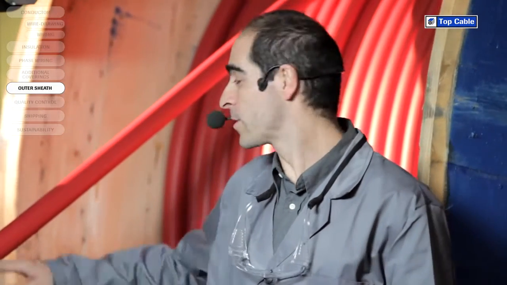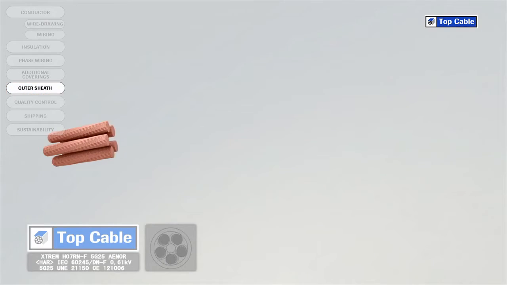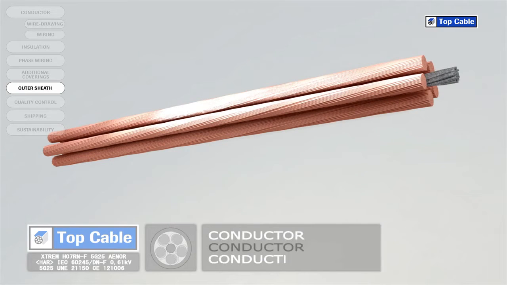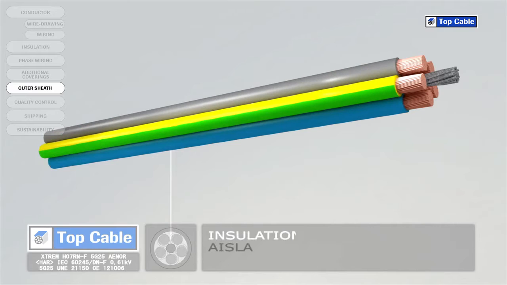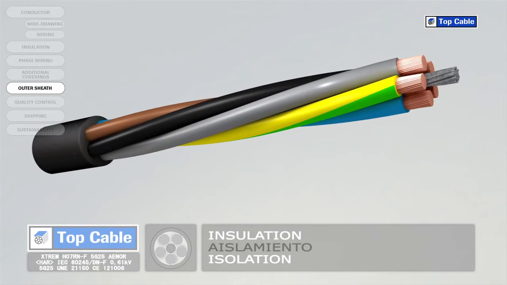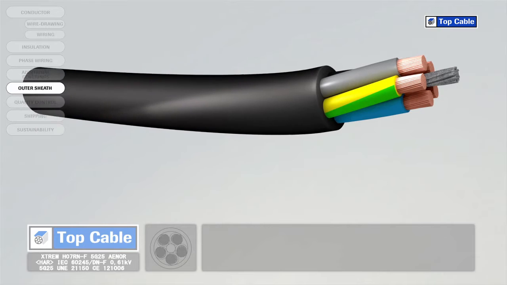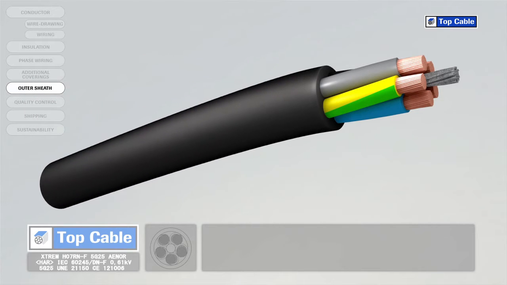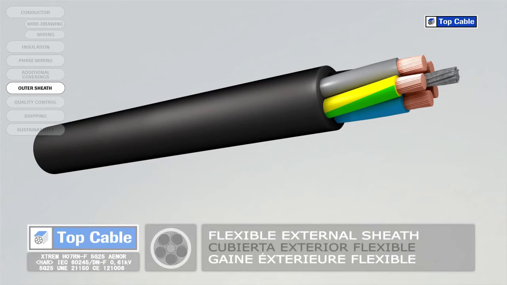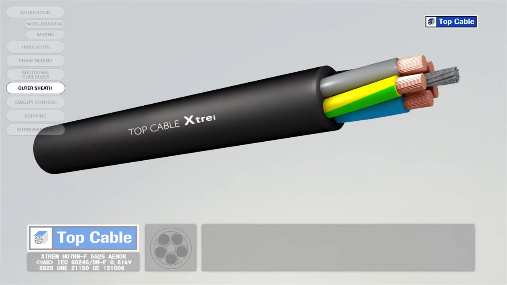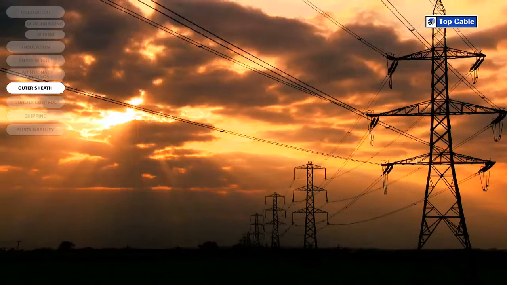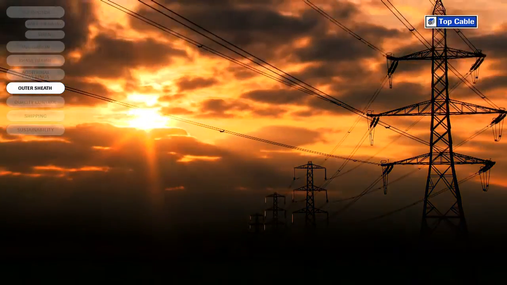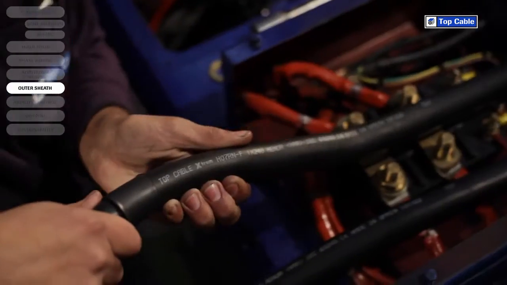Cables usually have an outer polymer covering for protection. This is called the outer sheath. The sheath protects the conductors and their insulation from external elements which may change their electrical properties, such as moisture. It also protects them from mechanical aggression, which may occur during the installation of the cable.